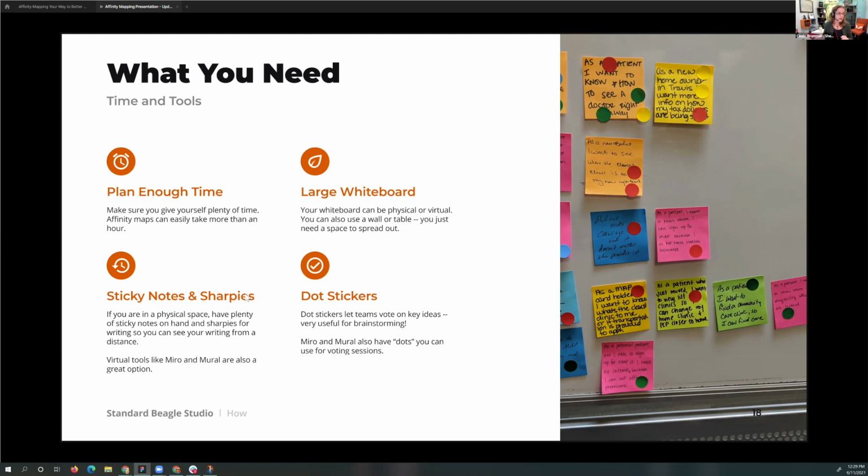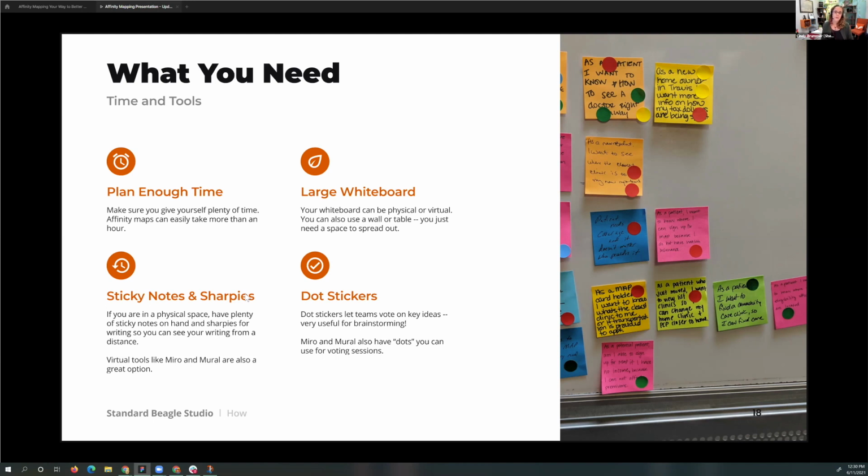I love to have Post-it notes. So you can see here, I keep Post-it notes all over the place, and I keep Sharpies. Sharpies are best so that you can see notes that you make on a sticky from a distance. Miro and Mural also have those little sticky notes you can drag around the screen, which are pretty cool.